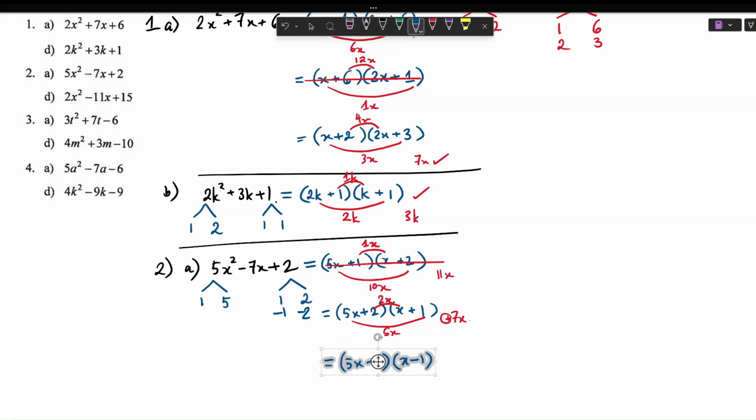Okay, so here's our new guess. All we've done is swap the signs for the factors of 2. We get negative 2x. You get negative 5x. Together that makes negative 7x, so this is now correct.